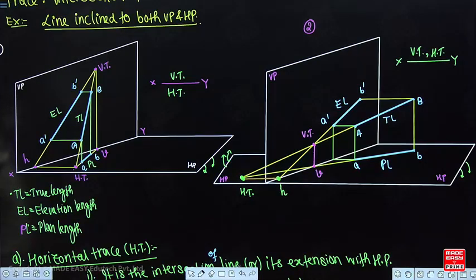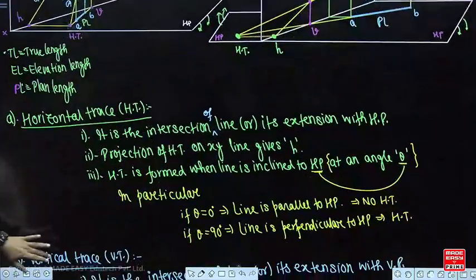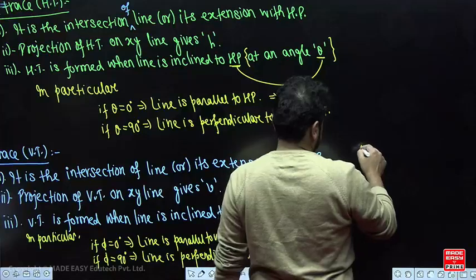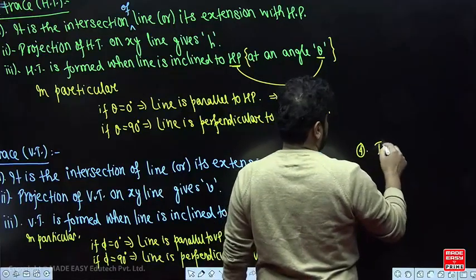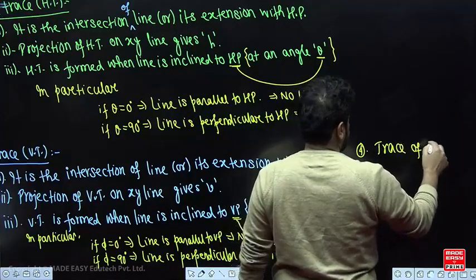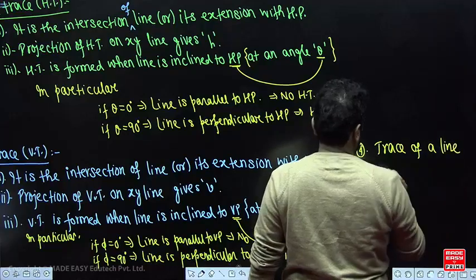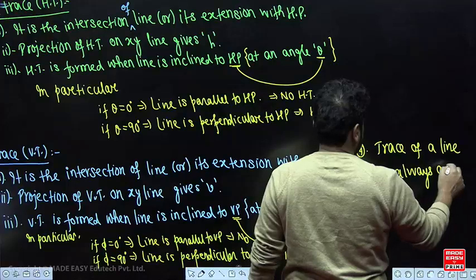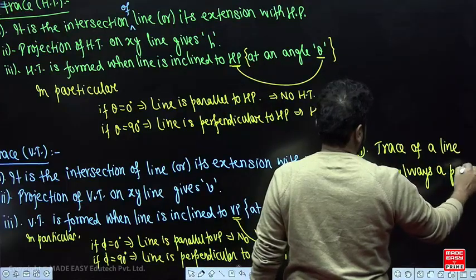So we have discussed 3 points. Basic concept number 1, 2, 3. Trace. Basic concept number 4. Done till here? Basic concept number 4. ठीक है 4. Trace of a line is always a point. है ना.